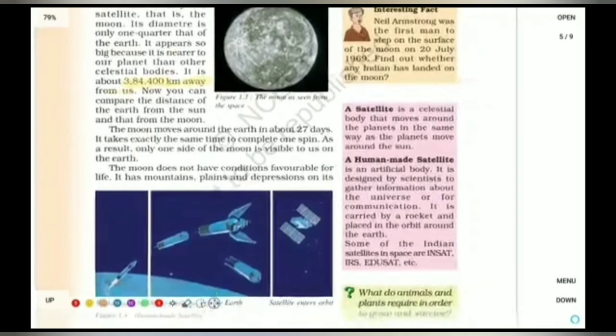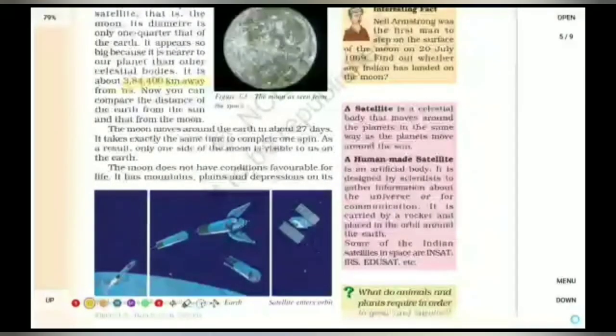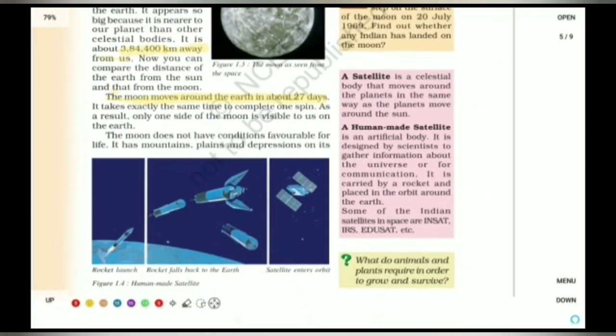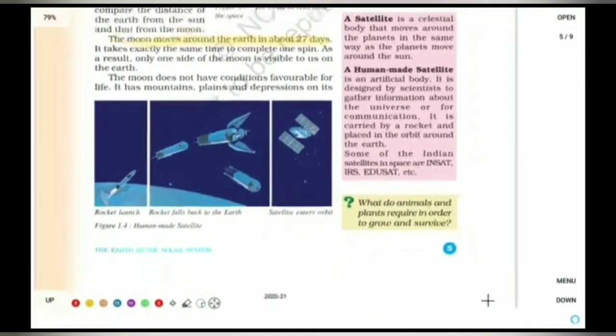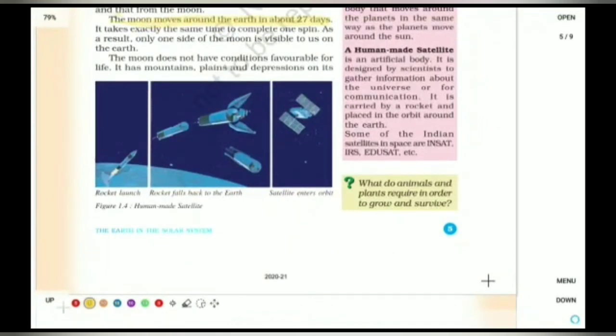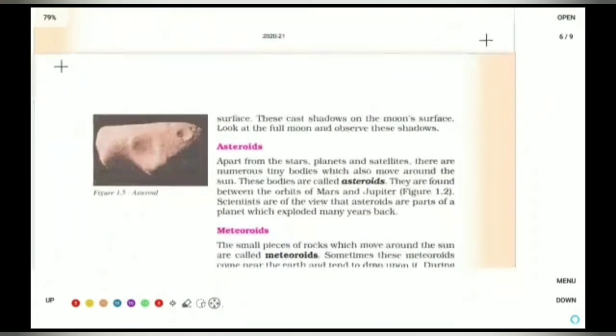Okay, next. The moon moves around the Earth in 27 days. This is the time when we see phases of the moon. Now, the moon does not have conditions favorable to life. It has mountains, plains, depressions on its surface. Right? These cast shadows on the moon's surface.